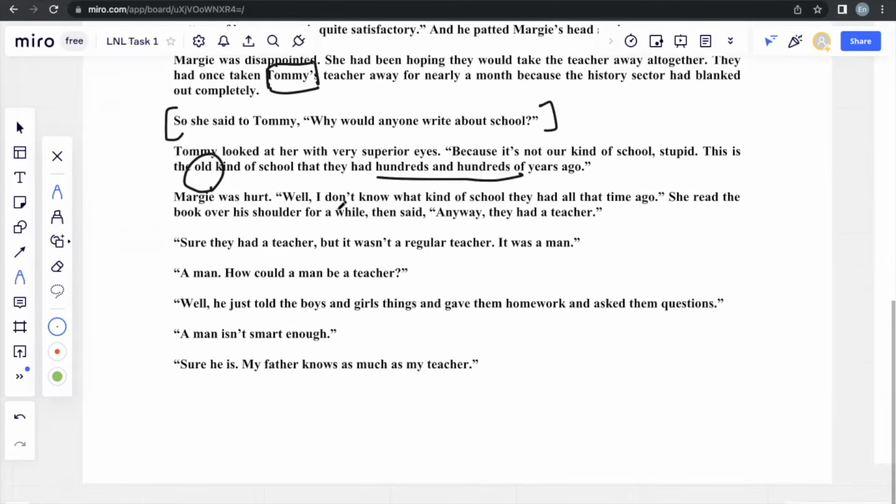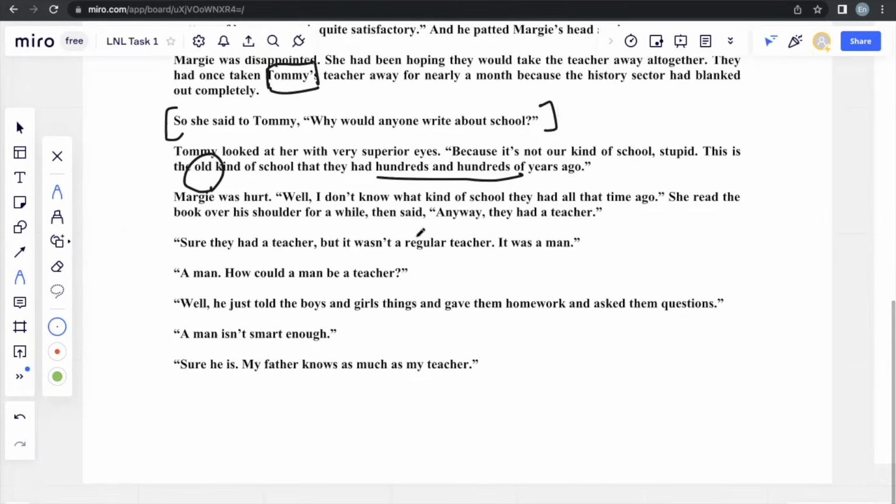Margie was hurt. "Well, I don't know what kind of school they had all that time ago." She read the book over his shoulder for a while, then said, "Anyway, they had a teacher." Sure, they had a teacher, but it wasn't a regular teacher. It was a man. So the idea of a human teacher is not regular. It's not something that people would normally see within this period of time.